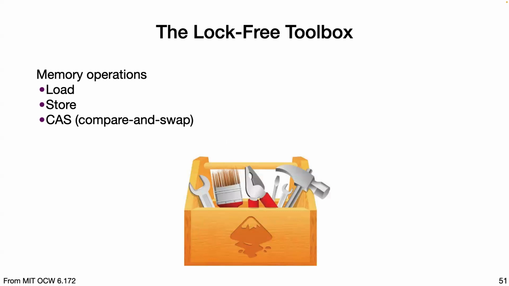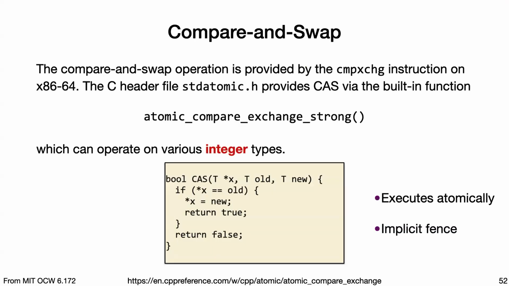Okay, let's keep going. I promised that we would talk about compare and swap. So compare and swap is this key operation for lock-free algorithms. We have load and store like we did before, and I think every lock-free data structure I know uses compare and swap. So it is a key tool that people use. It is implemented using the CMPXCHG instruction in x86. And C provides atomic_compare_exchange_strong, which works on integers only. It is slightly annoying that it doesn't work for floats, but it is what it is.